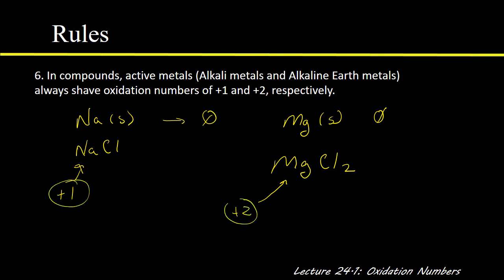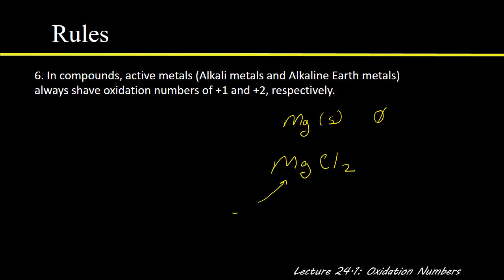Okay? I can't think of any exceptions to those rules. So for all of the metals, I guess we could say hydrogen is an exception, but for the alkali metals, lithium, sodium, potassium, rubidium, cesium, if it's by itself, it's 0. If it's in a compound, it's +1 always. For the alkaline earth metals, beryllium, magnesium, calcium, strontium, barium, if it's by itself, it's 0. If it's in a compound, it's +2 always. Again, I can't think of any exceptions to that.